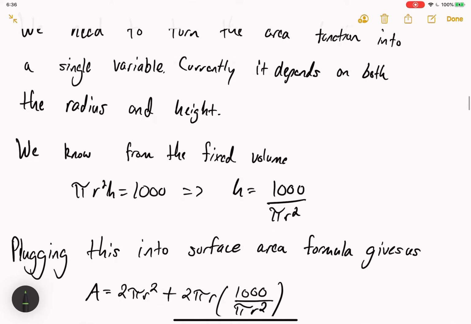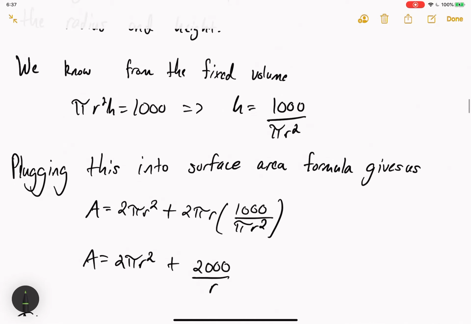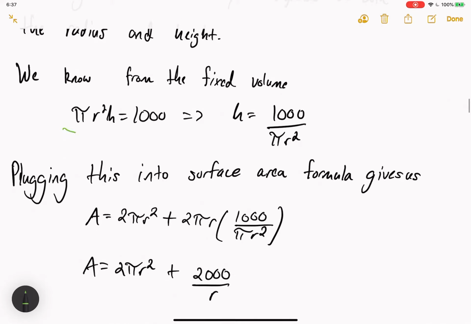So again, turn the area function into a single variable. Currently it depends on the radius and the height. So we know from the fixed volume that pi r squared times h is equal to 1,000. I said 1 earlier, but that was 1 liter. Here we're working with centimeters cubed. So we just get h equals 1,000 divided by pi r squared.